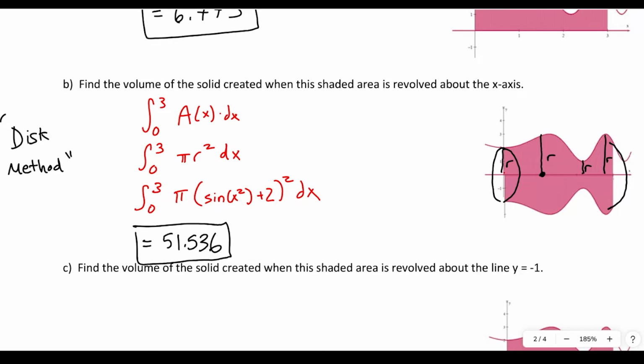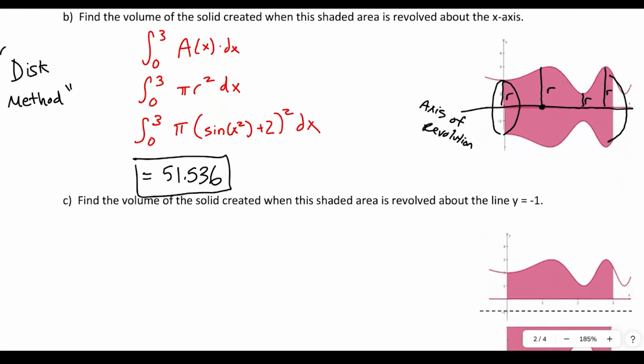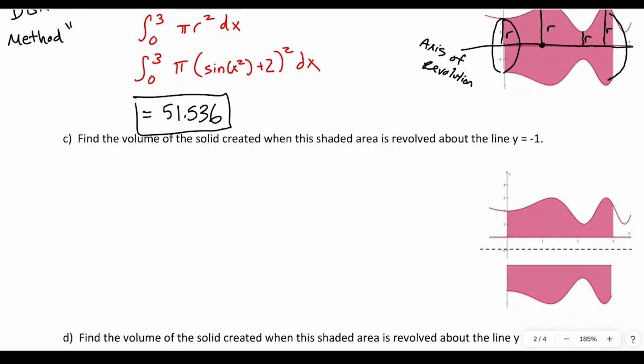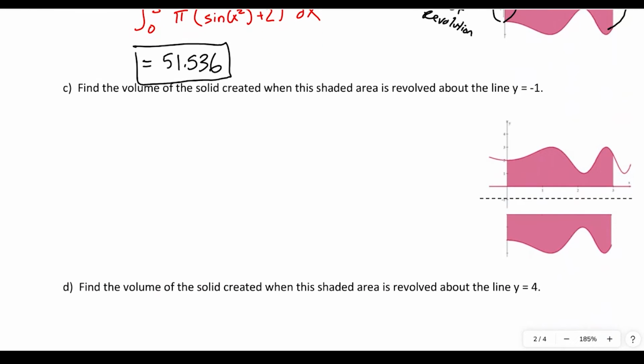All right, should we make this a little bit more challenging? Because you might not be revolving around the x-axis. Like in this problem that we just did, what I'll call the axis of revolution was the x-axis. Right? But what if the axis of revolution was something else? Like what if it was y equals -1 instead?